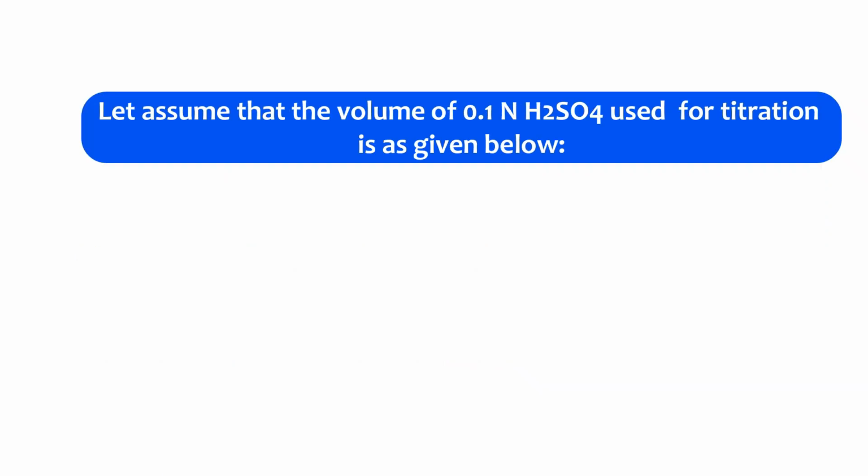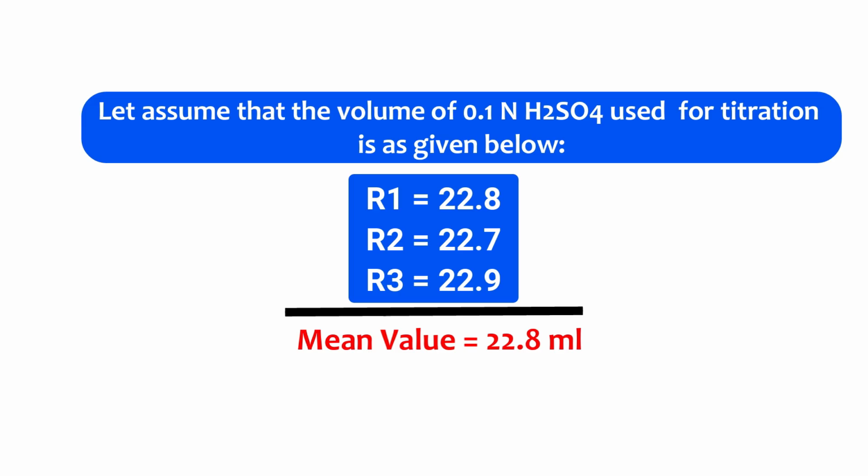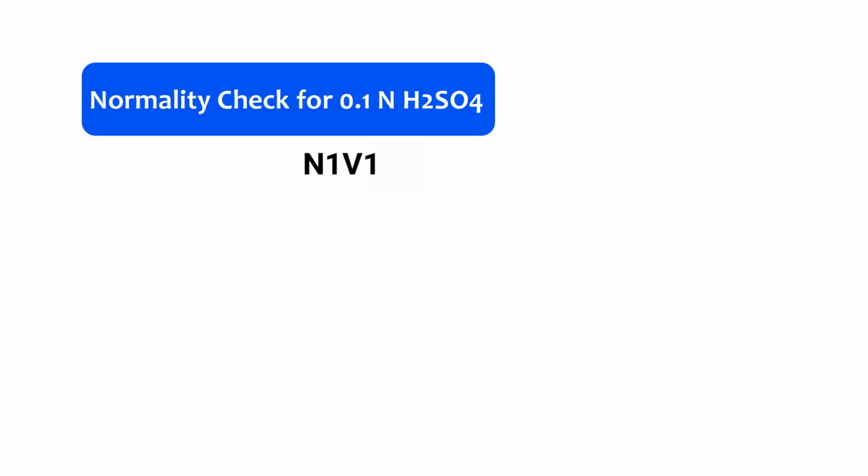Let us say that we have titrated the standard sodium carbonate solution. And let's say that the data obtained are as displayed on the screen. So based on the data obtained, the mean value of sulfuric acid used is 22.8 milliliters. Now, using the N1V1 equals N2V2 equation, we will find out exactly what is the normality of the 0.1 normality sulfuric acid. It's just like we're trying to confirm, is it really a 0.1 normality sulfuric acid that we prepared.